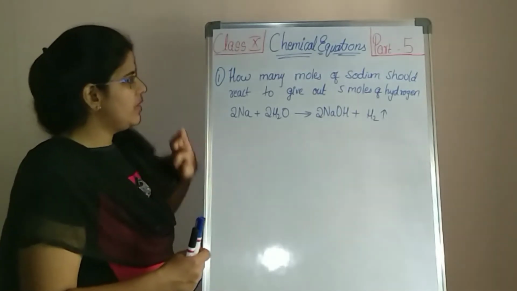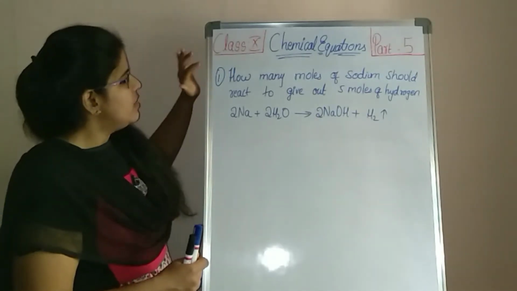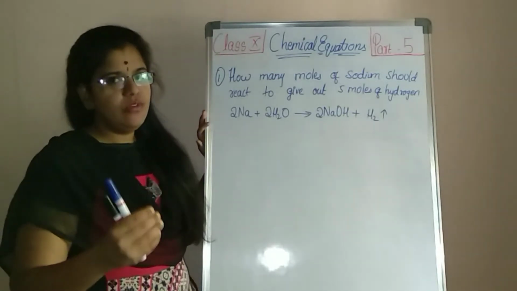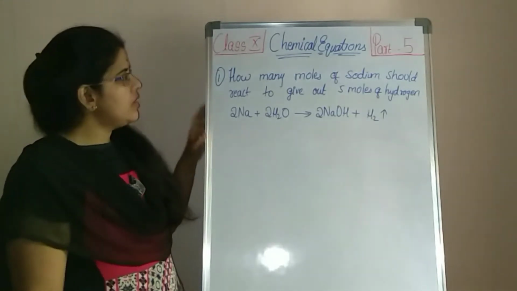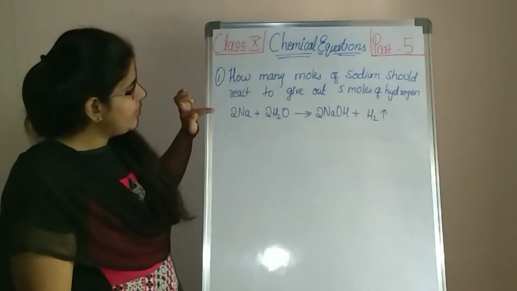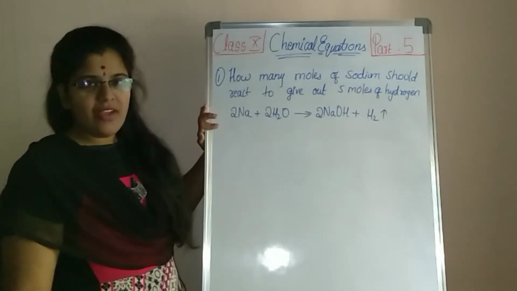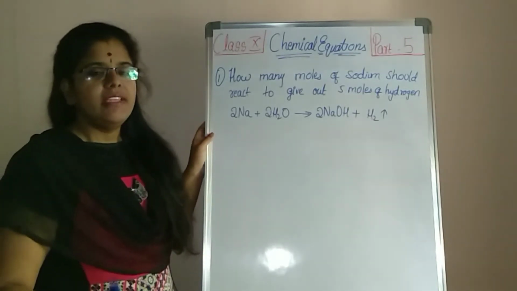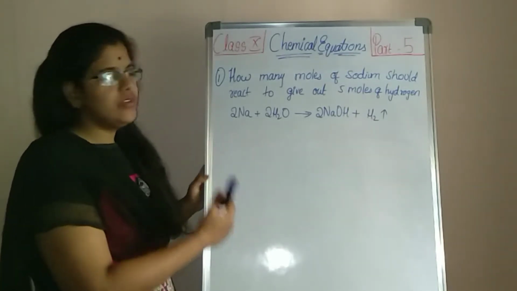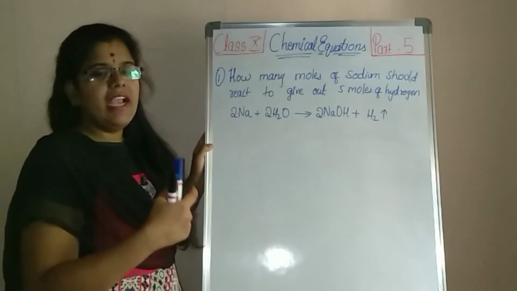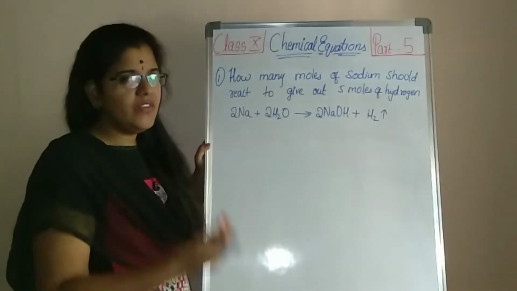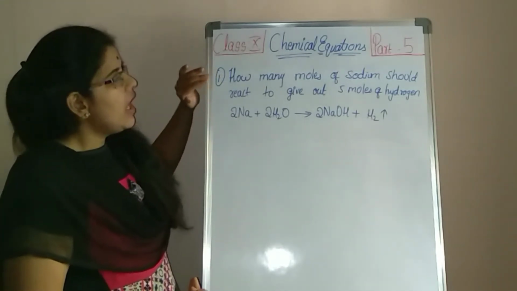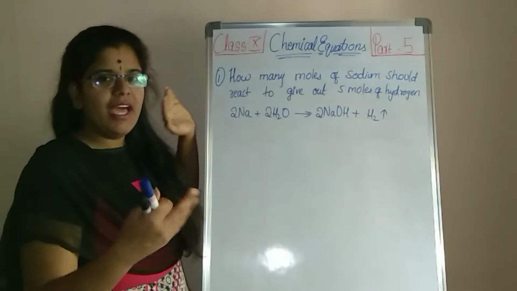Sometimes the question will be given in this way. How many moles of sodium should react to give out 5 moles of hydrogen gas? So this is the question and they have given an equation. First we have to check whether the equation is balanced or not. Then we can know how many moles of sodium are reacting and how many moles of hydrogen are given out. Then with that calculation we can see how many moles of sodium are required.